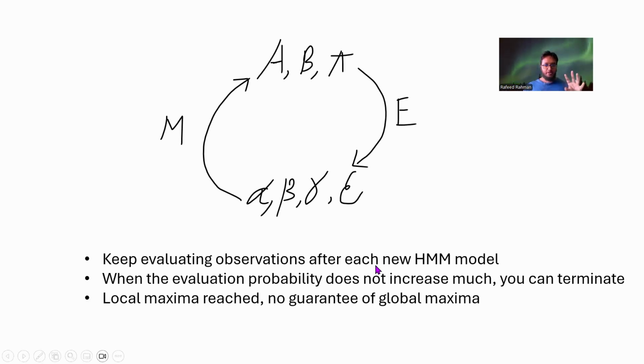One very important thing is this algorithm is not guaranteed to reach the global maxima. That means you cannot guarantee that the A, B, and pi are the best A, B, and pi possible, but it will reach a local maxima. That means it is a good enough A, B, and pi, nevertheless.